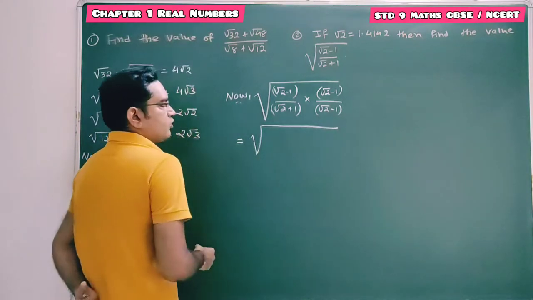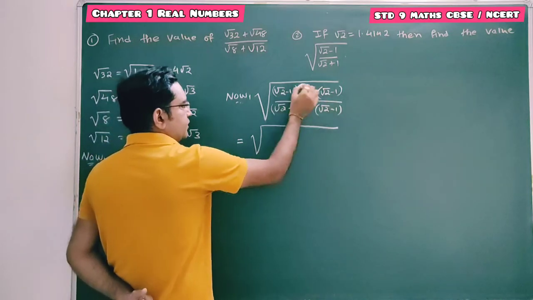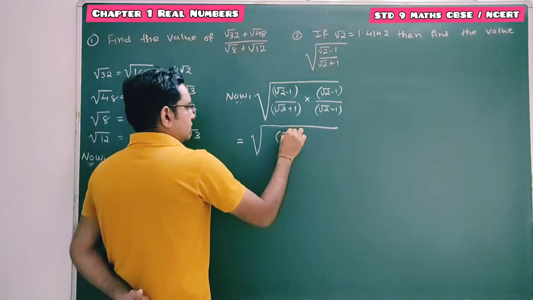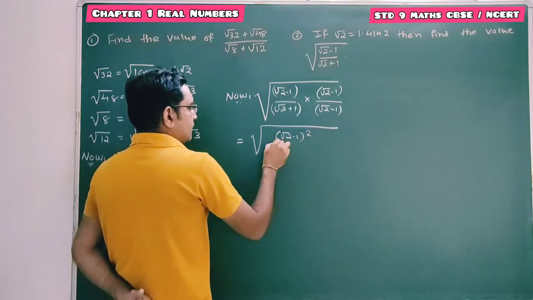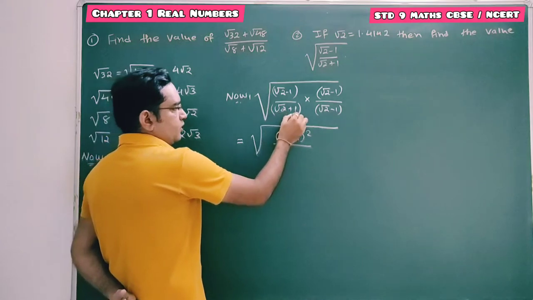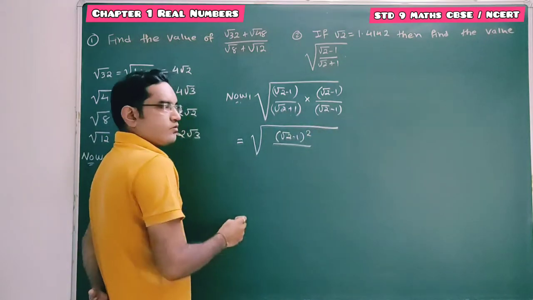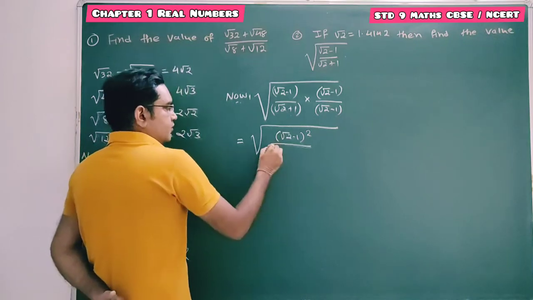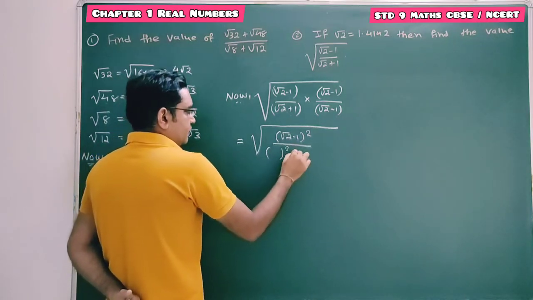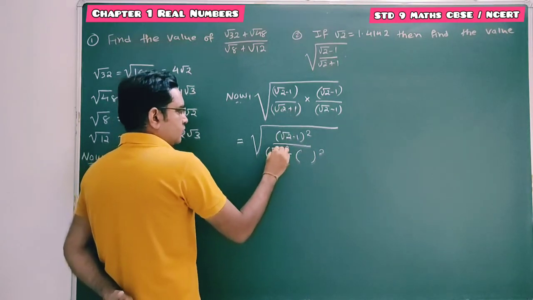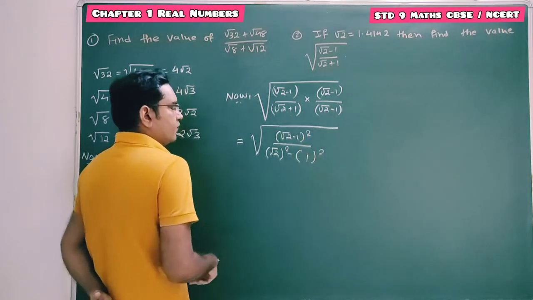Now it's the square root of the multiplication, root 2 minus 1 into root 2 minus 1. So it's root 2 minus 1 whole square. Now in the denominator it's root 2 plus 1 into root 2 minus 1. So it's a plus b into a minus b type of multiplication. So it will be a square minus b square. Our a is root 2 and b is 1.